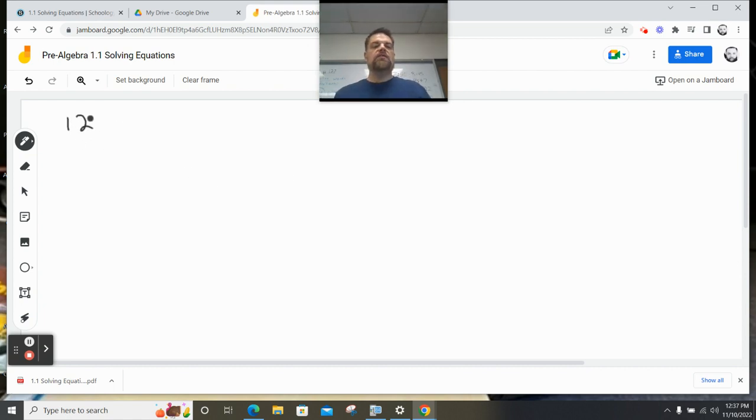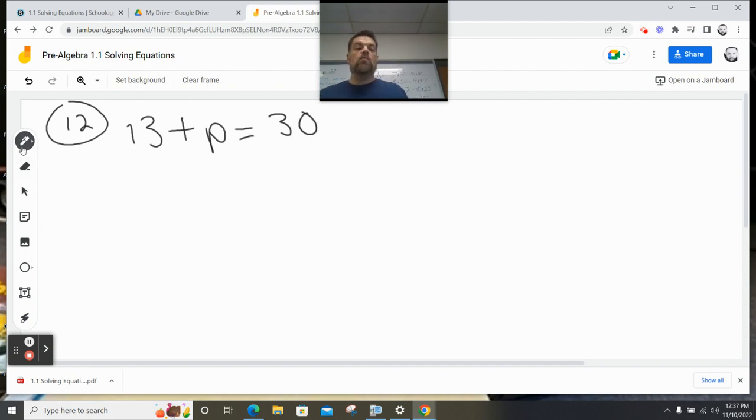Problem number 12. 13 plus p equals 30. Now, what we want to do is get p by itself. And so we have to do the opposite. What is the 13 doing? Instead of adding it, you have to subtract 13.